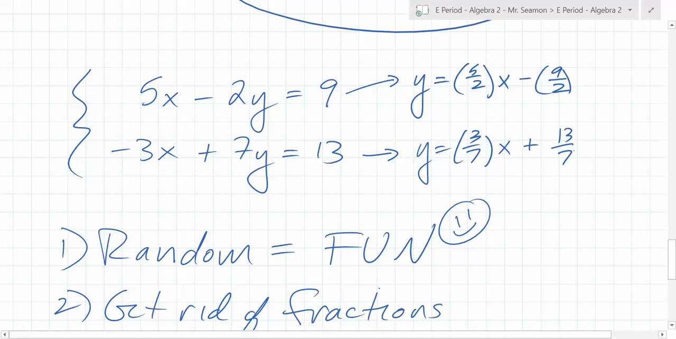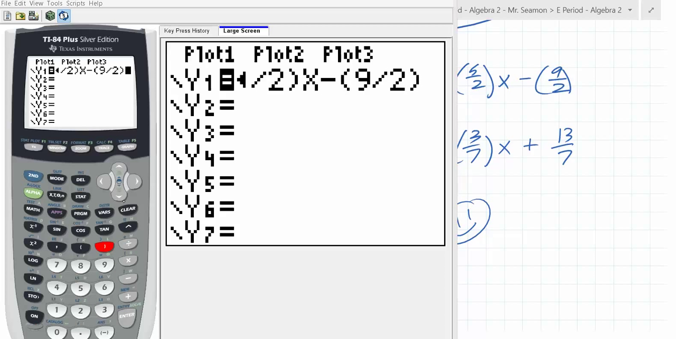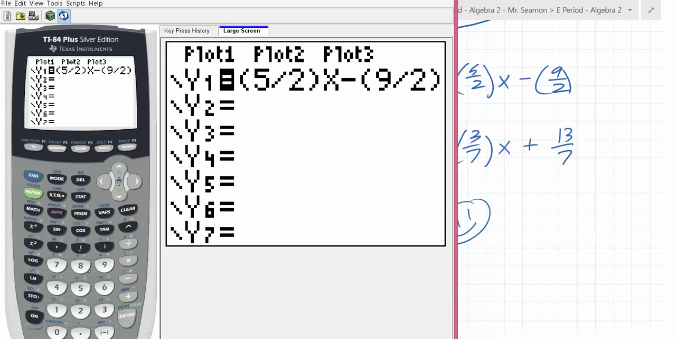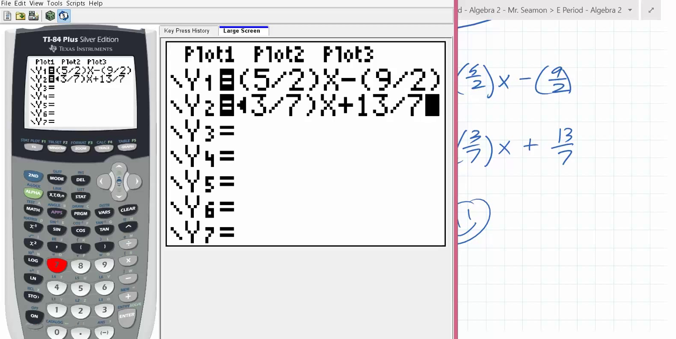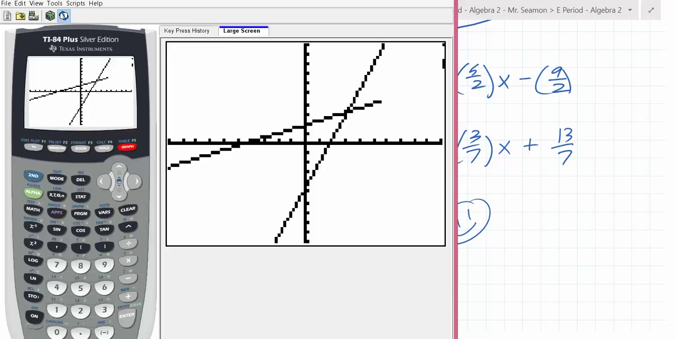Okay, so now do we have them in slope-intercept form? So 5 halves x minus 9 over 2. Parentheses, 5 divided by 2, x. What was that y-intercept? Minus 9 divided by 2. Do you notice I'm putting those parentheses in? Go to the next line. What was it? 3/7? 3 divided by 7, x. Plus, make sure I type this in correctly. Do I have to put the parentheses around that fraction? What do you think? I like to, but if you don't, it's okay. If I just hit graph right now, oh, look at that. What do I see? Oh, that's kind of nice.